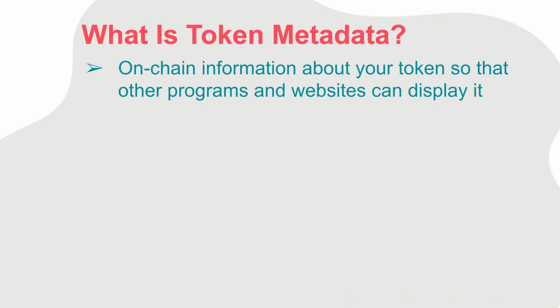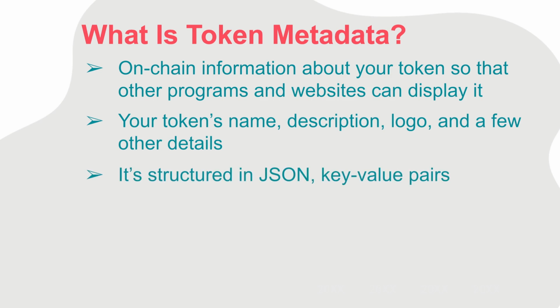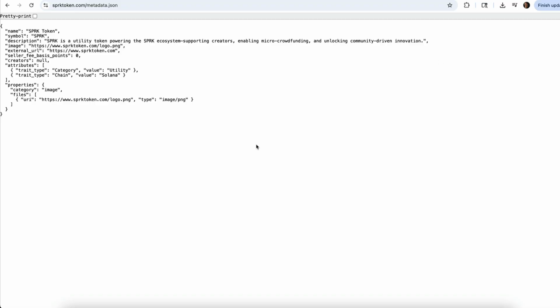And as you might understand from the name itself, metadata, it's just descriptions about your token. It contains information like your token's name, description, logo, and a few other details. And it's structured in JSON, which is key value pairs. Let me show you how it looks. If you've never seen JSON before, you would be like, wow, what is this? Yuck. It does look like yuck. But this is a standard format and it's key value pairs.